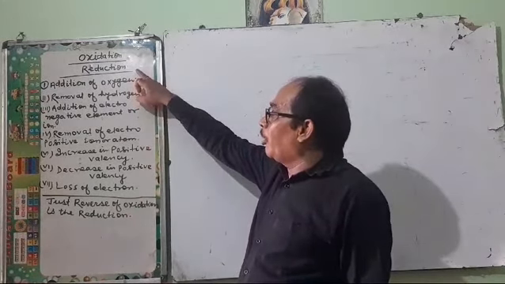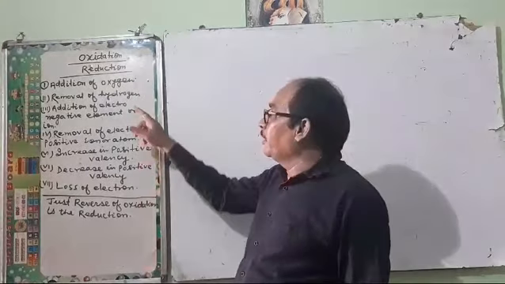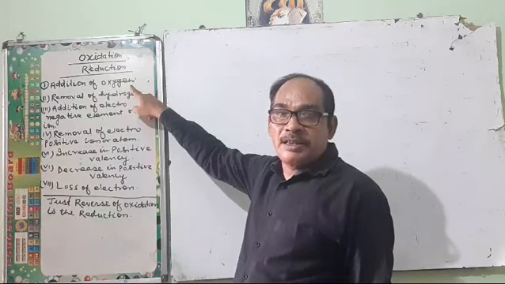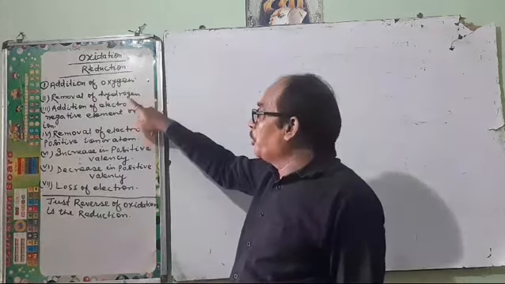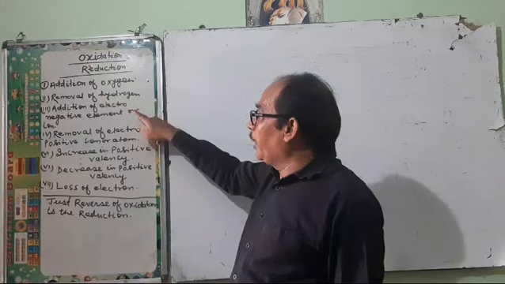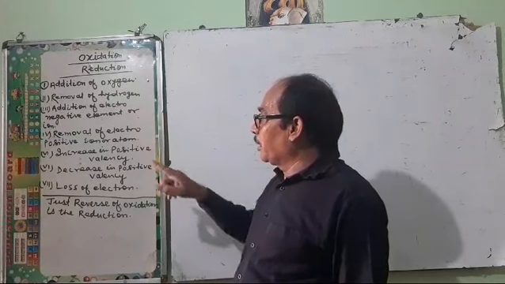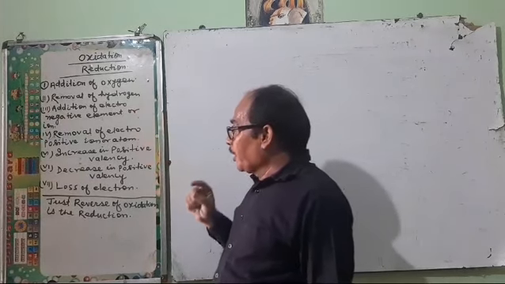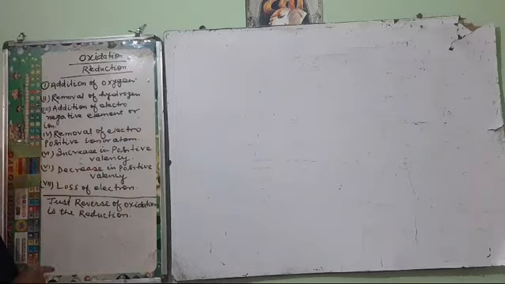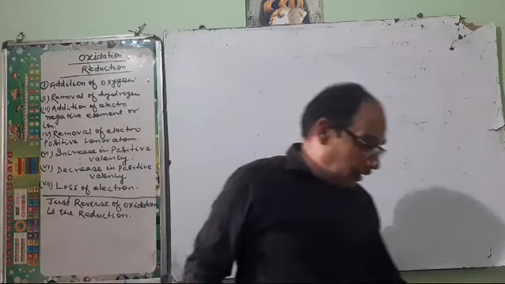In the case of oxidation and reduction, whatever we know, oxidation is addition of oxygen, removal of hydrogen, addition of electronegative element or ion, removal of electropositive ion or atom. Like that, increase in the positive valency or decrease in the negative valency, and loss of electron. So these are the 7 steps.